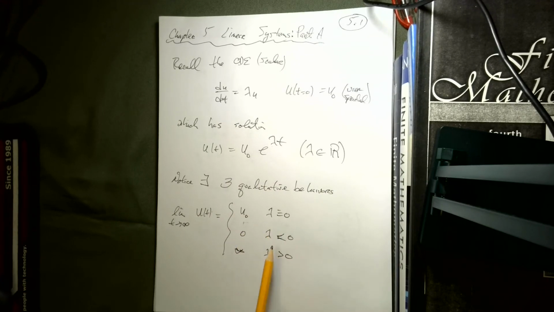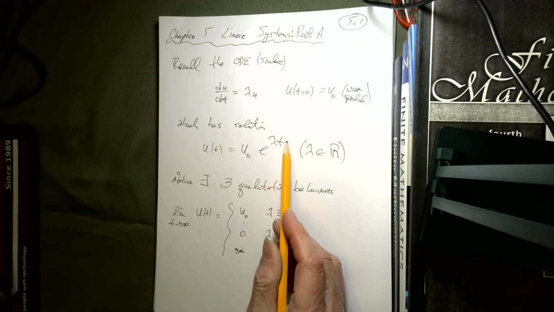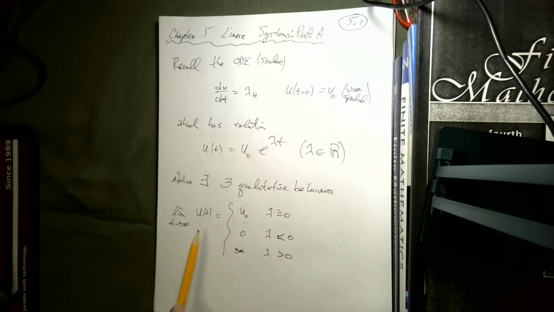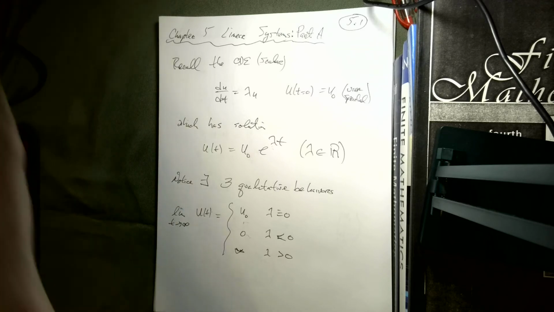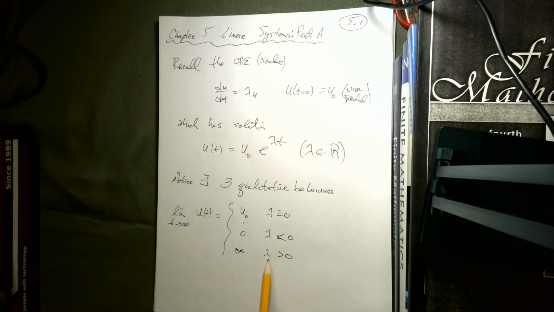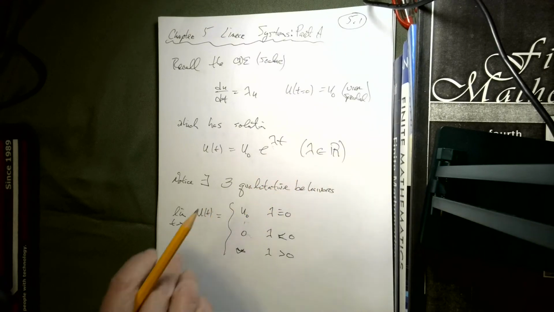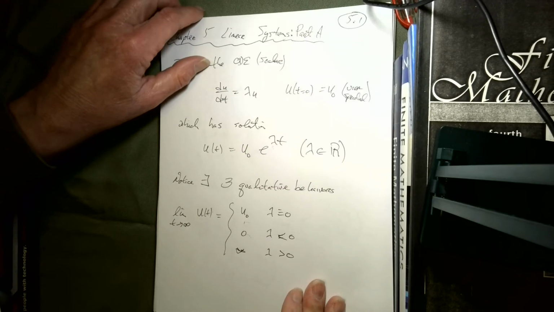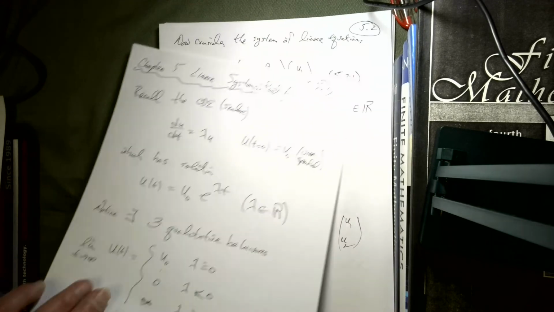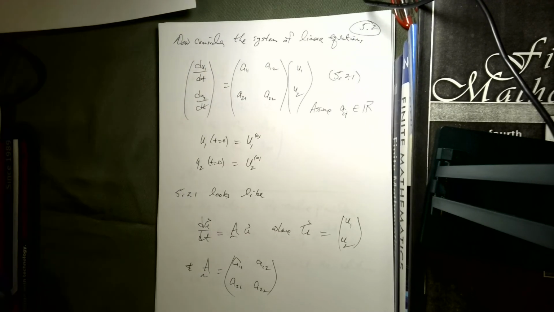Not very interesting. If lambda is less than 0, this decays and the solution goes to 0. So for example, if this were population dynamics, that would mean that the population goes to extinction. If lambda is bigger than 0, then this goes to infinity and the squirrels overtake the universe, which is nonsense. So that can't possibly be a very good model.